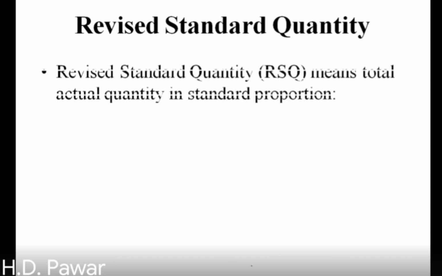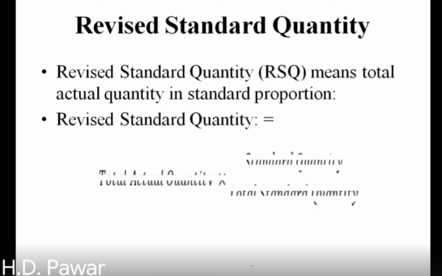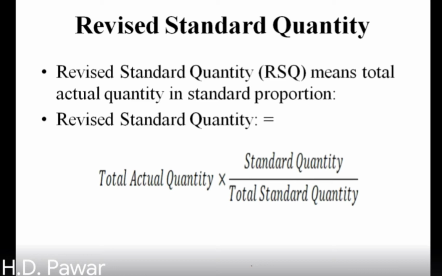And what is revised standard quantity that you are using in the second situation's formula? So revised standard quantity means the actual quantity in standard proportion. And you can use the formula like this. The revised standard quantity means total actual quantity in standard proportion. This is the definition. And the formula is total actual quantity into bracket standard quantity divided by total standard quantity. By applying this formula, you can calculate RSQ, revised standard quantity. Some people say RSM, revised standard mix.